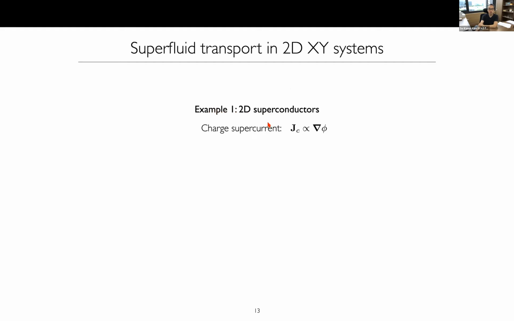In a 2-dimensional superconductor, when there is a charge supercurrent, J_c, this charge supercurrent is proportional to the spatial gradient of the wave function phase phi. So when there is a spatial change of the wave function phase phi, that means that there is a supercurrent flowing in the superconductor. The same thing happens for a 2-dimensional easy plane magnet. When there is a change of this azimuthal angle phi in the magnet, that means that there is a spin supercurrent flowing inside the magnet. And these expressions are very similar.